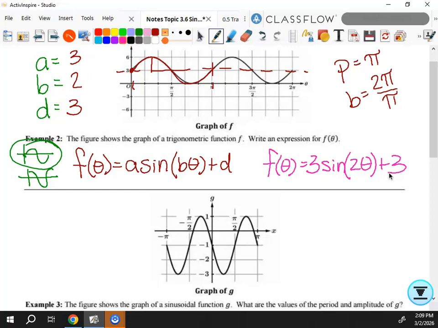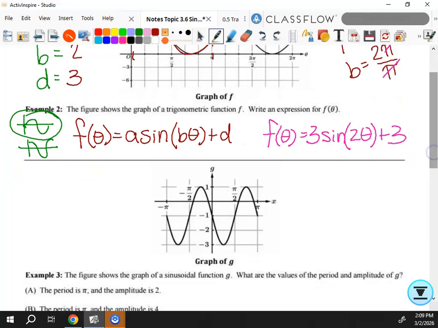Okay. Any questions at all? Okay. Yes, the pi's cancel out right there, yes. All right, are we all good? Any questions at all? All right.